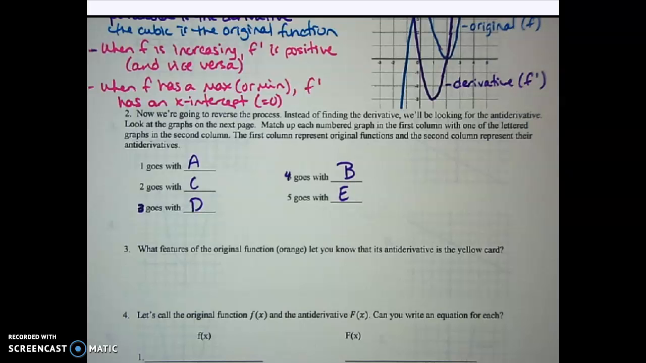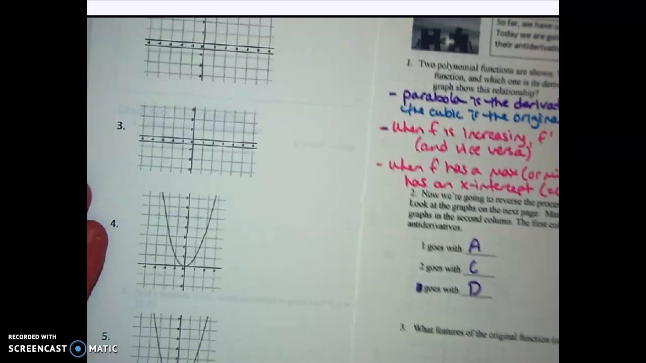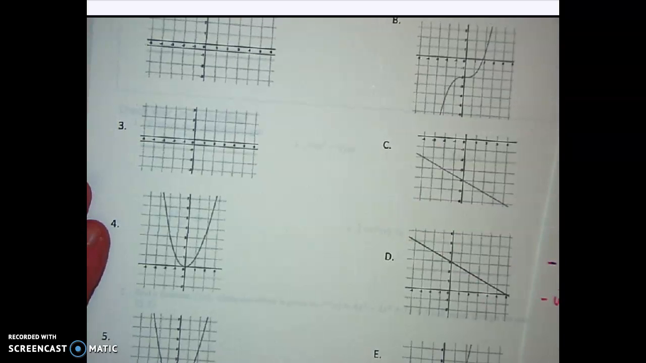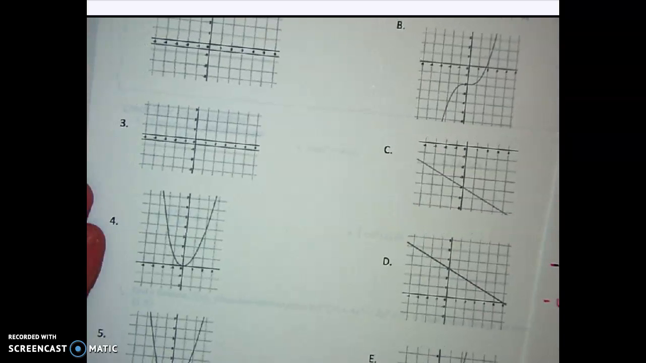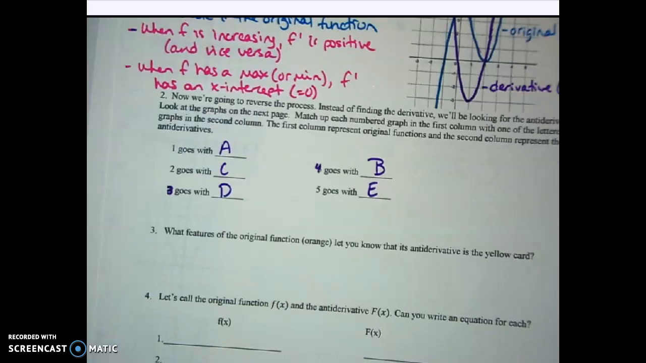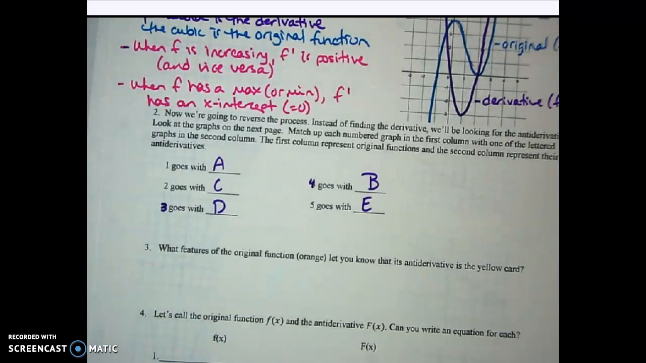And I hope these are the pairings you got. So 1, 2, and 3 go with A, C, and D, and if you notice, your 1, 2, and 3 are all the exact same graph. So what features of the original, the first column, let you know that the antiderivative is in the second column? How were you able to match those up?